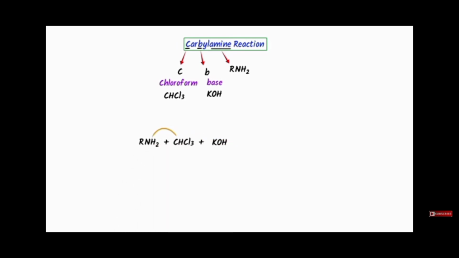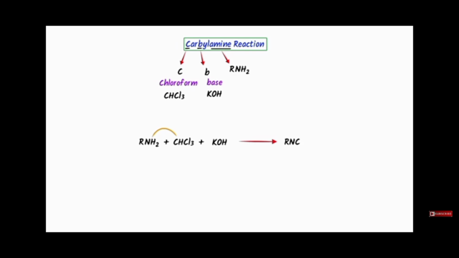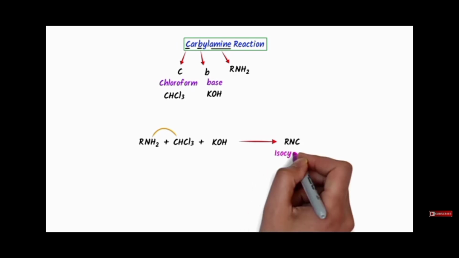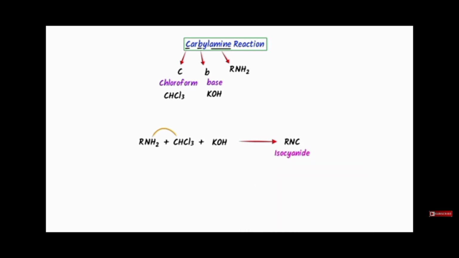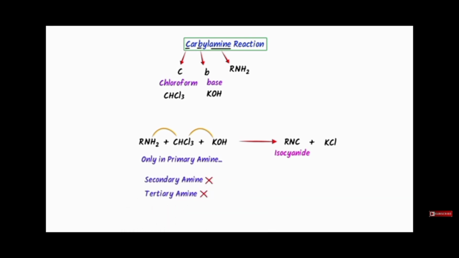Now this will displace these H2. I get RNC. We call this compound isocyanide. Also, this K will attack on chlorine to form potassium chloride. Remember that this reaction is only possible in case of primary amine or 1 degree amine like CH3CH2NH2. It is not possible in secondary and tertiary amine.